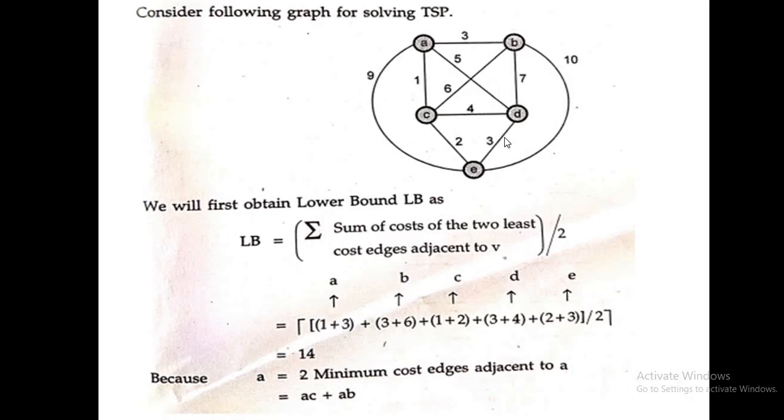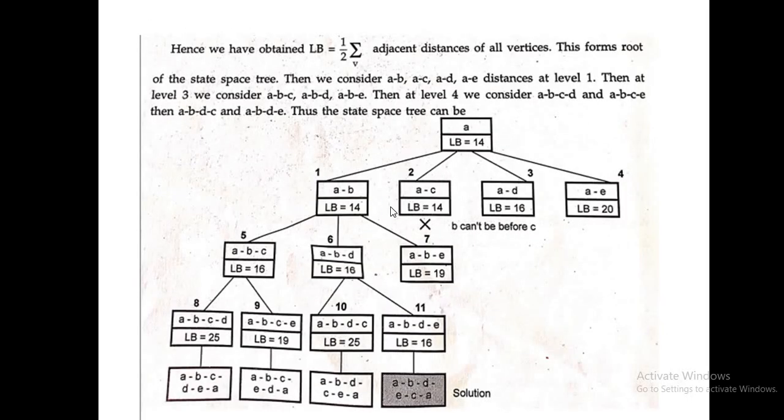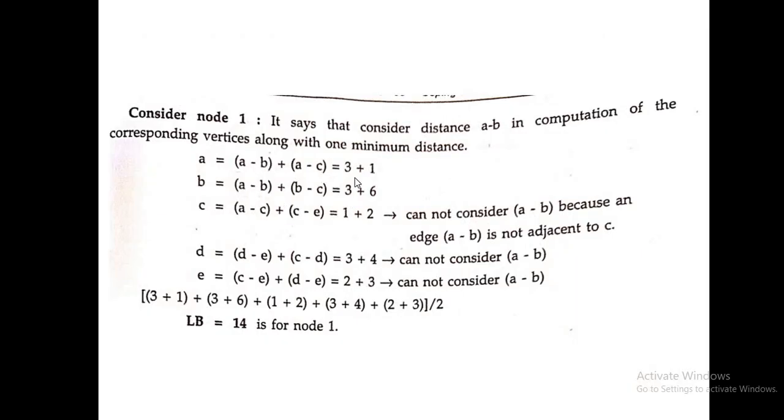Then the remaining edges should be the minimum ones. So for A, AB plus AC is 3 plus the next least. Again for B, we have to choose A-B plus BC, 3 plus 6. Same for C, A to C, C to E. Here AB is not available, so we are not able to choose the value AB because edge AB is not adjacent to C. Again for D and E, we cannot consider A and B. So the total cost should be 14 for node 1.